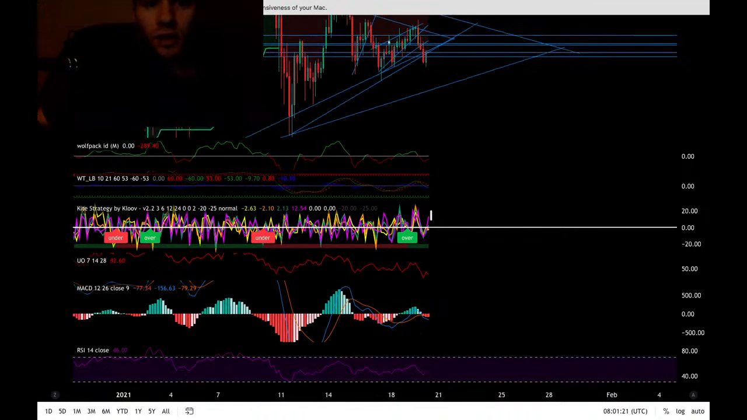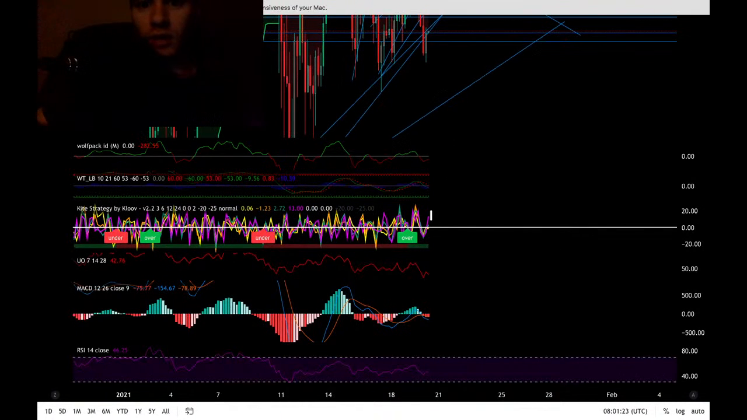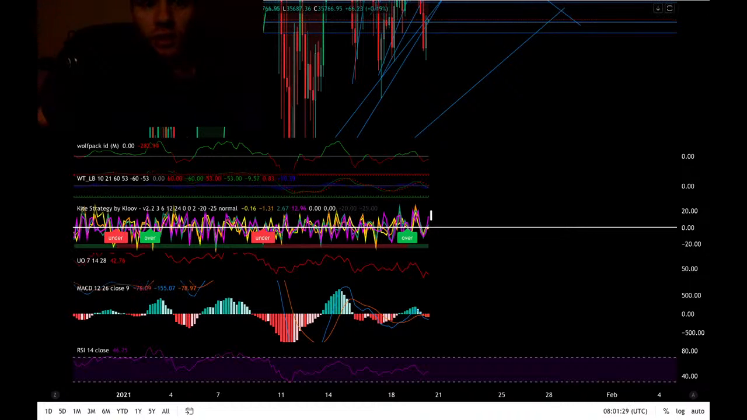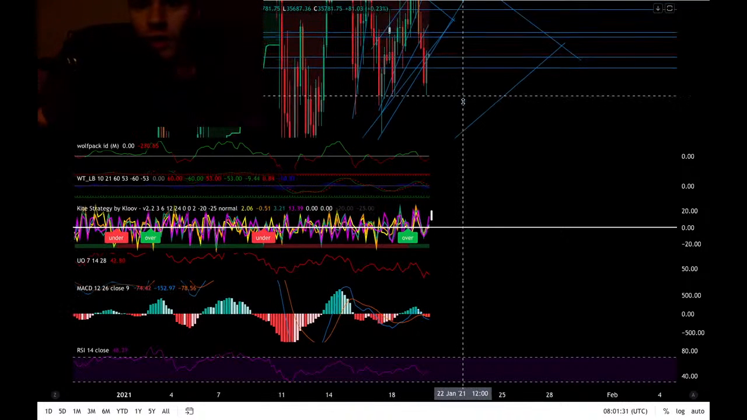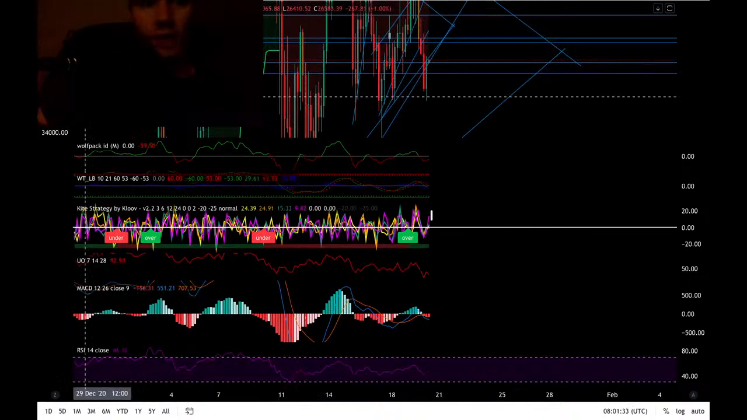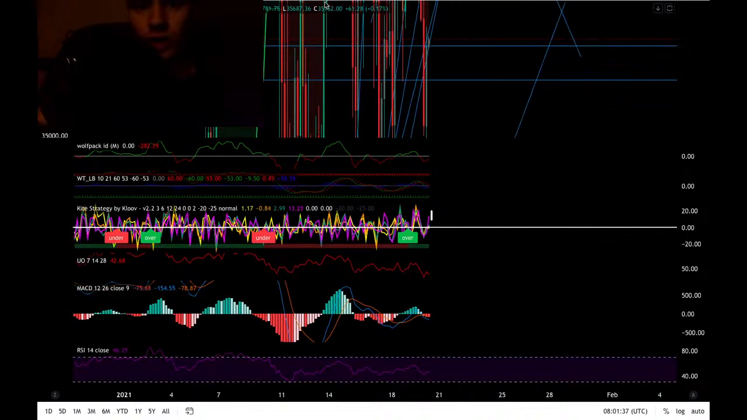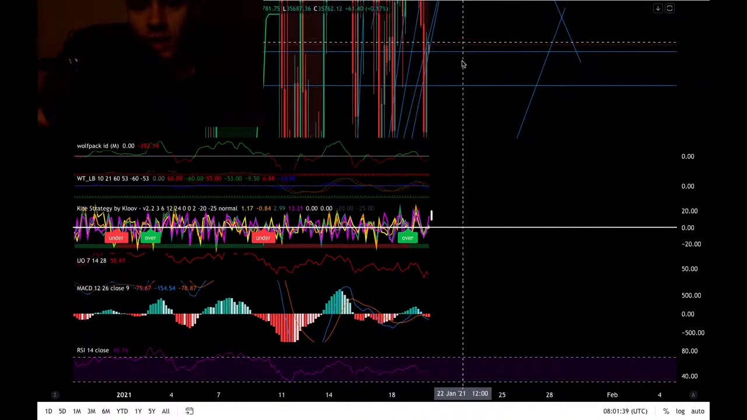I guess we can zoom in one last time and see what's going on. I need to press this so I can see, oh okay, we're on the 4 hour. And we got a confirmation close on the 4 hour. That's huge. So yeah, we definitely broke above this neckline.